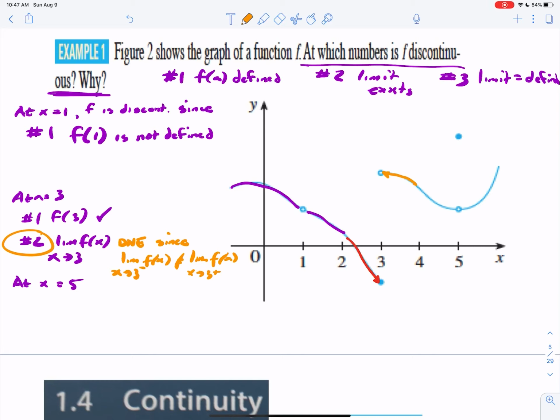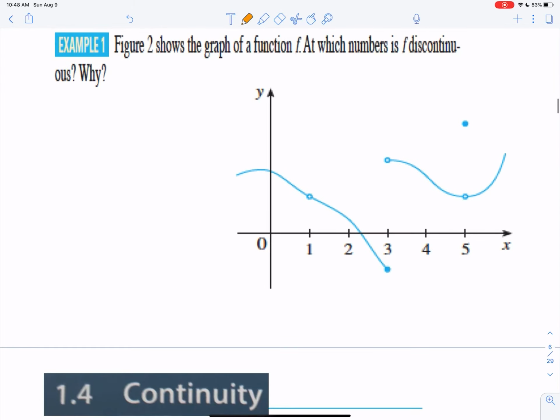Play when you're ready. So here, number 1, f of 5 is defined. It's this point right up here. So we move on to number 2. Does the limit exist as x approaches 5? As we get closer to 5 on both sides, does it approach the same value? It does. So we go to number 3, but notice how the limit of f of x as x approaches 5 definitely is not the same thing as f of 5. They have two very different y values, okay? So therefore, it's discontinuous there, all right?